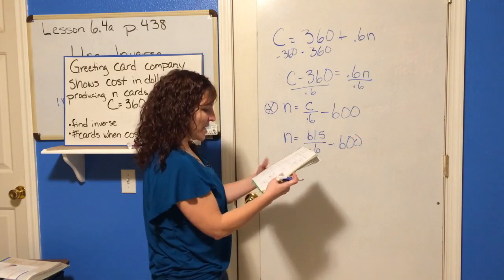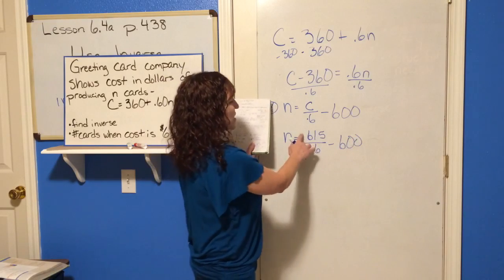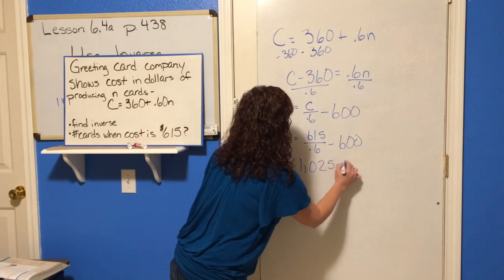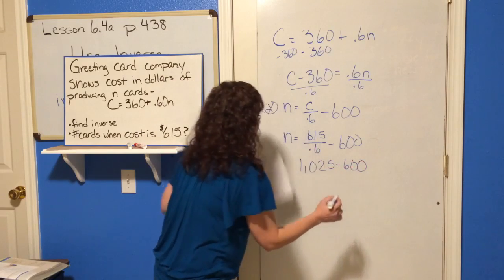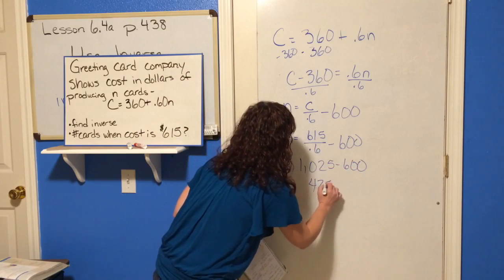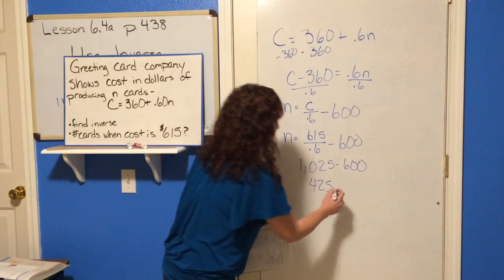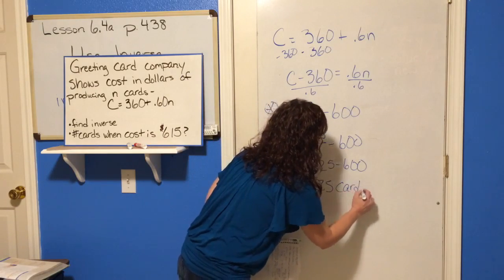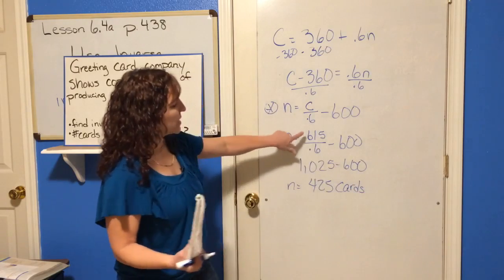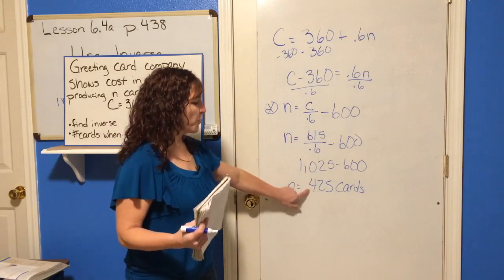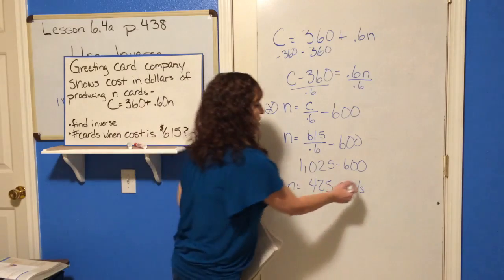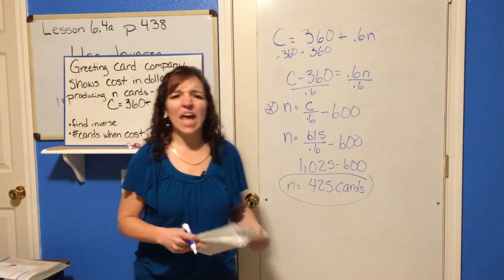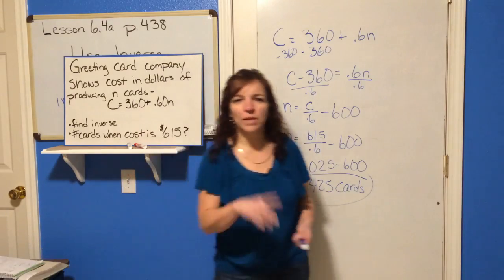And I did that on my handy dandy calculator earlier. 615 divided by 60 cents is 1,025 minus 600 gives you 425 cards because N is the cards. So when our cost is $615, we have produced 425 cards. So there's the second part of your answer. Easy day. Enjoy. It won't be the same always.